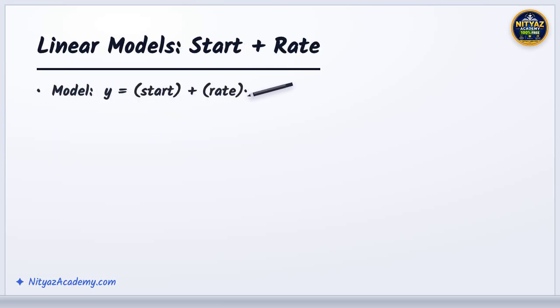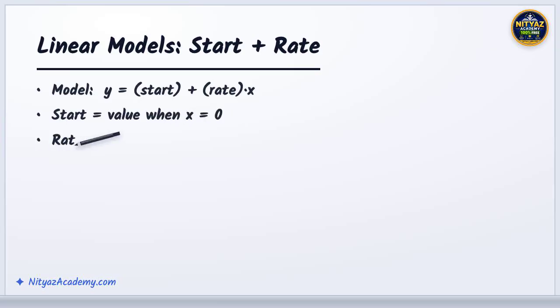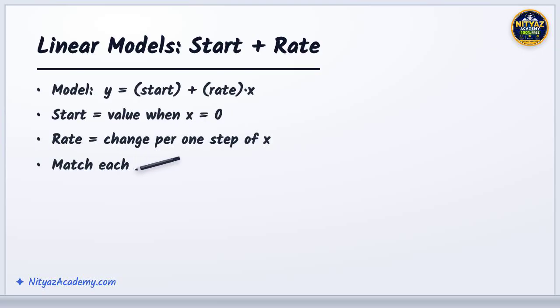Most SAT modeling questions are linear. y equals a starting value plus a rate times x. The starting value is what you have when x is 0, a flat fee, an initial amount. The rate is how much things change for each step of x. When you read the problem, match every number to its job. Which one is the start, and which one is the rate per unit?